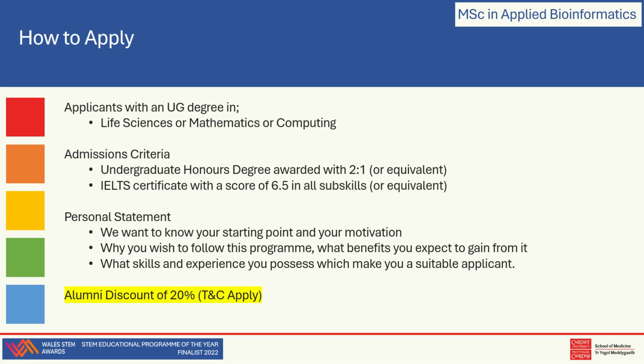So how would you apply for this program? Well, we take applicants from undergraduate degrees in life sciences, mathematics or computing. The admissions criteria is that we're looking for undergraduates to have an honours degree awarded with a 2-1 or equivalent. If English isn't your first language, we are requesting an IELTS certificate with a score of 6.5 in all subskills or equivalent. And as part of the application process, you're going to have to write a personal statement that we'll review. What we want to know from this is your starting point and your motivation.